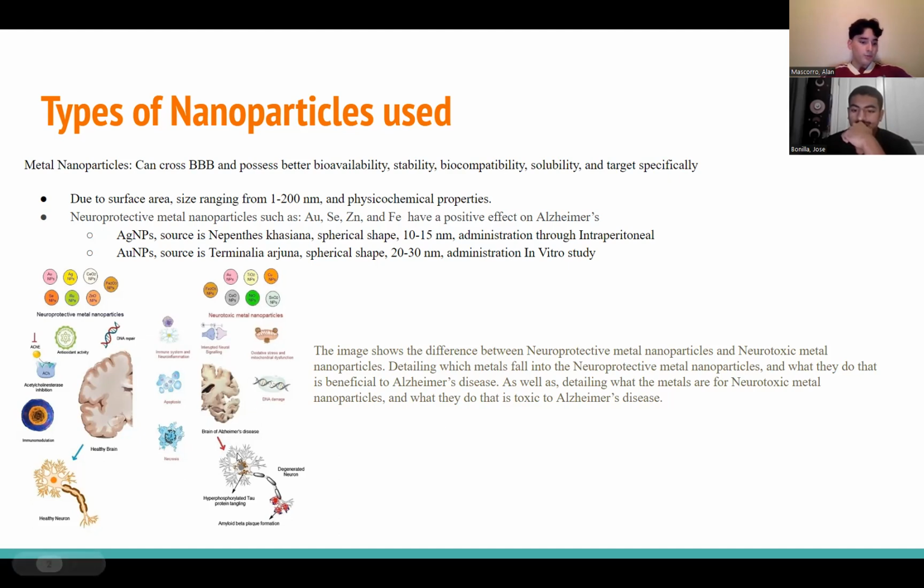This image down below shows the difference between neuroprotective metal nanoparticles and neurotoxic metal nanoparticles. The two nanoparticles that I just mentioned are in the neuroprotective group, and they show antioxidant effects and DNA repair, and they basically do things that help the brain avoid or alleviate Alzheimer's.